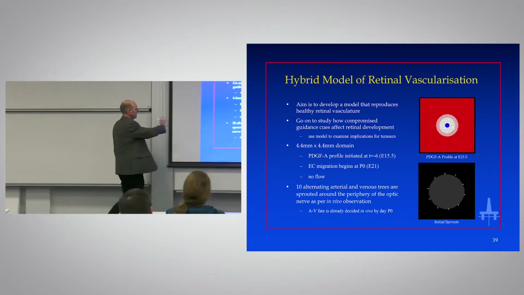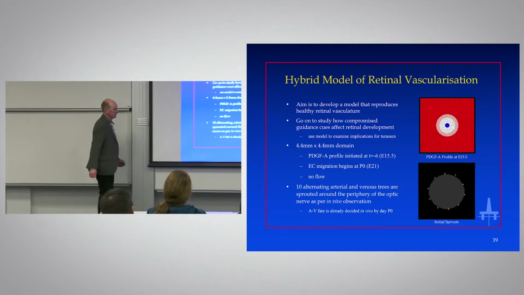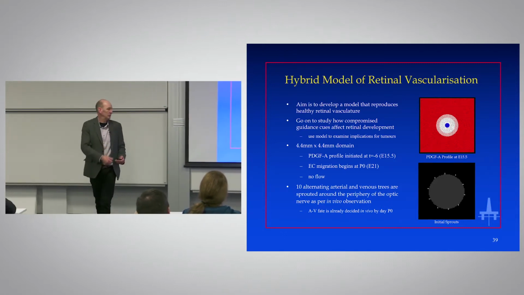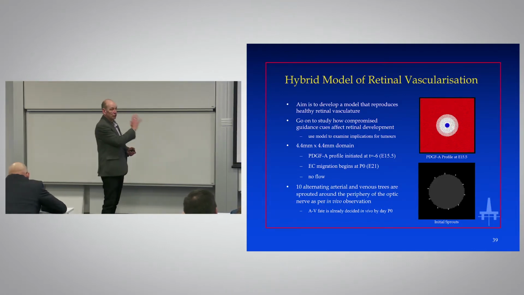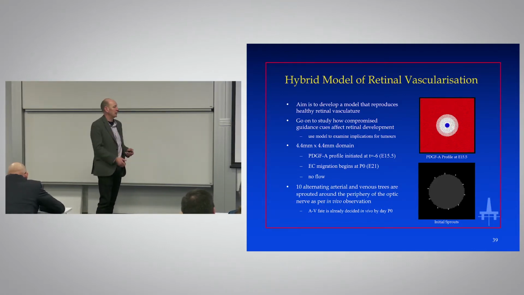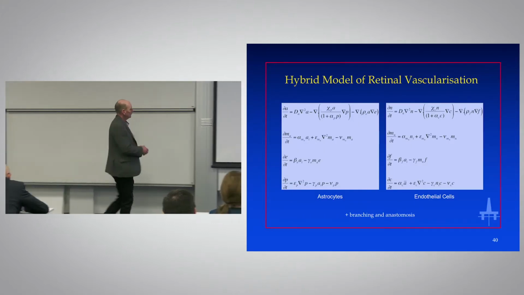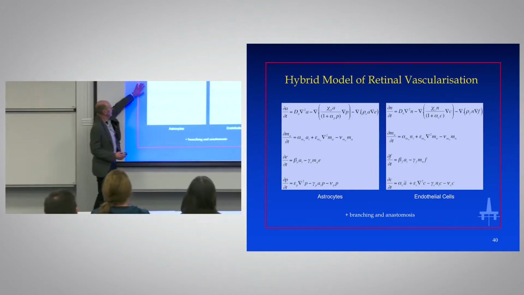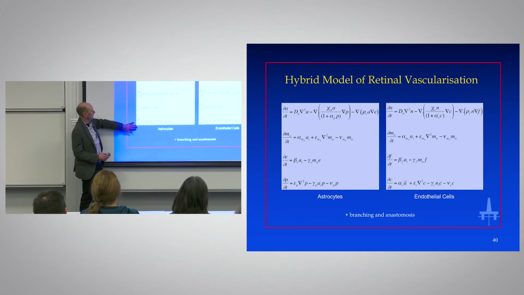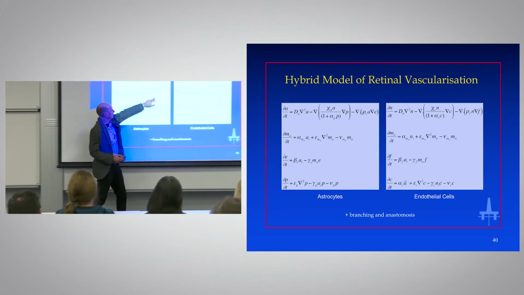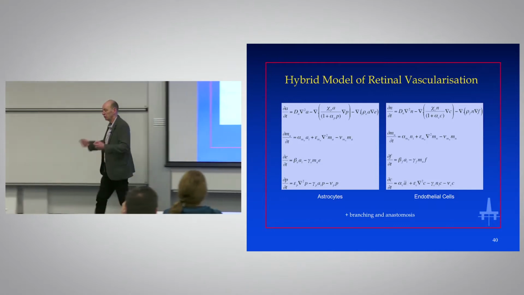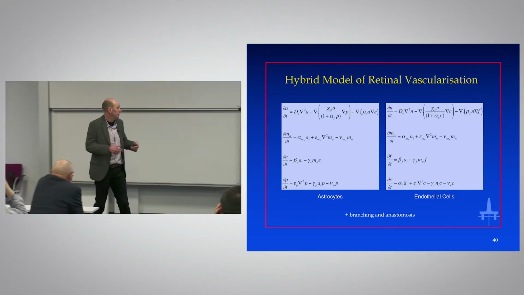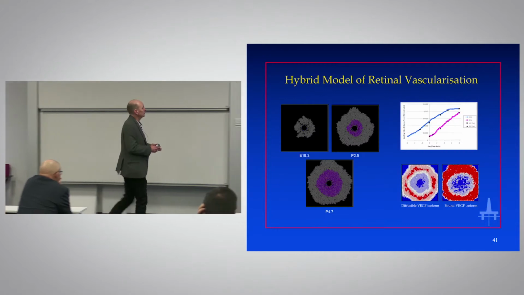As I say, we've got these 10 alternating petals of arterial and venous flow. In this model at this stage, there's no flow at all. We're just looking at the pattern. So we get a set of equations for the astrocytes that are very similar to the ones I showed before for the endothelial cells. We've got endothelial cell equations, and again, we've got branching and anastomosis. And we can code these up and start to run the simulation. So this is what we get.